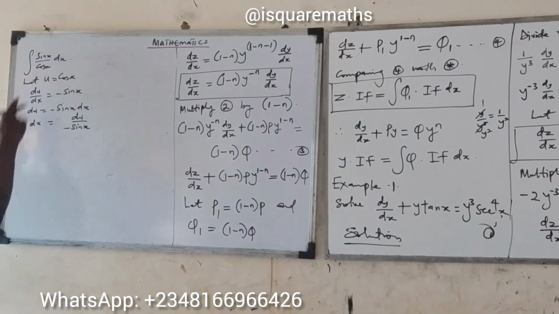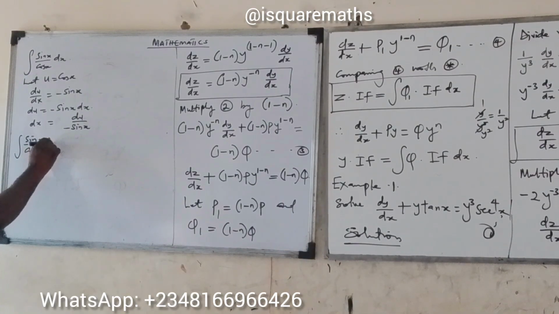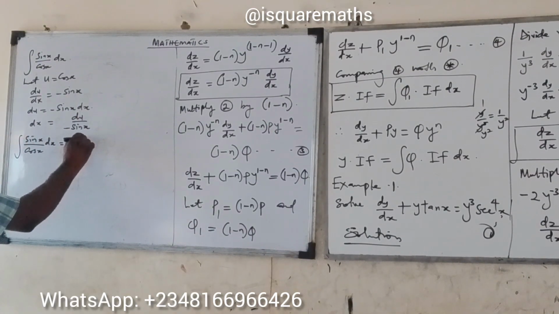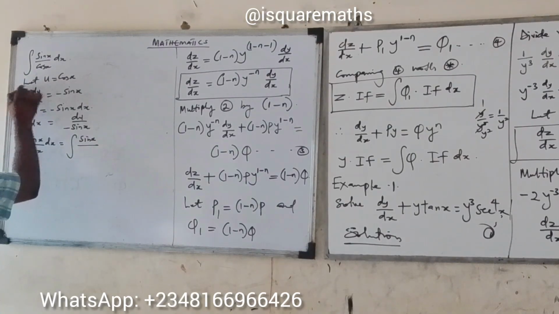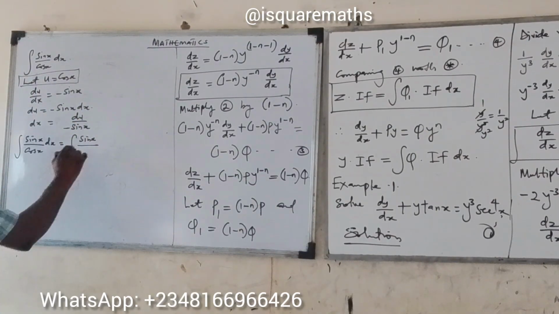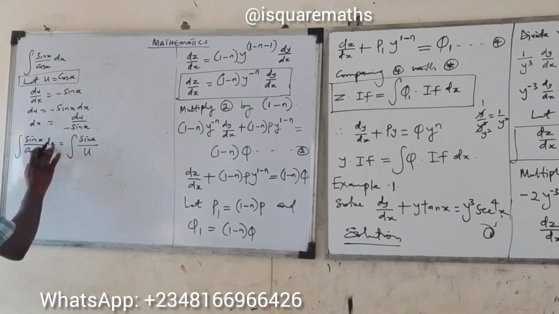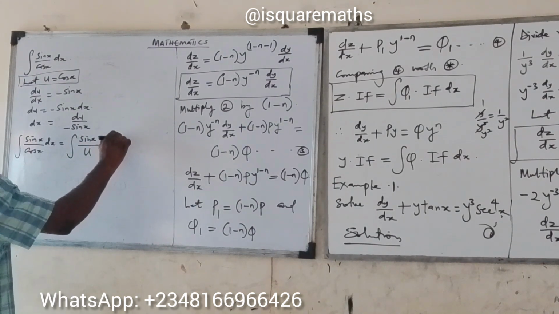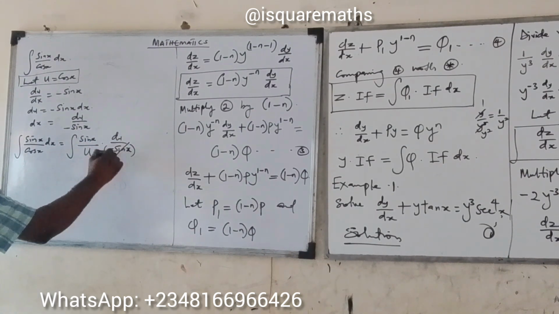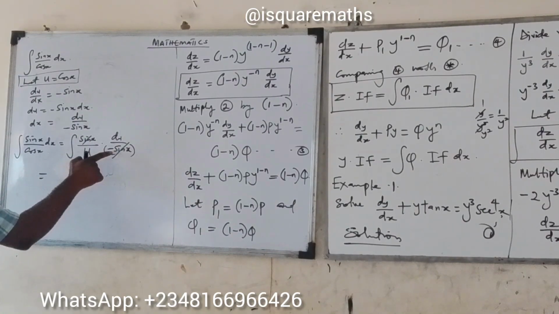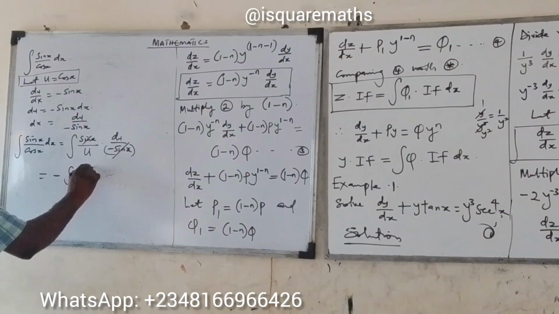So it means the whole of this integral, sine x all over cos x dx, will be equal to the integral of sine x all over u. Now remember we said let u be equal to cos x. So here we have u, and the value of our dx is du all over minus sine x. So the sine x will cancel. Remember we have minus there, so it will be minus integral 1 all over u du.